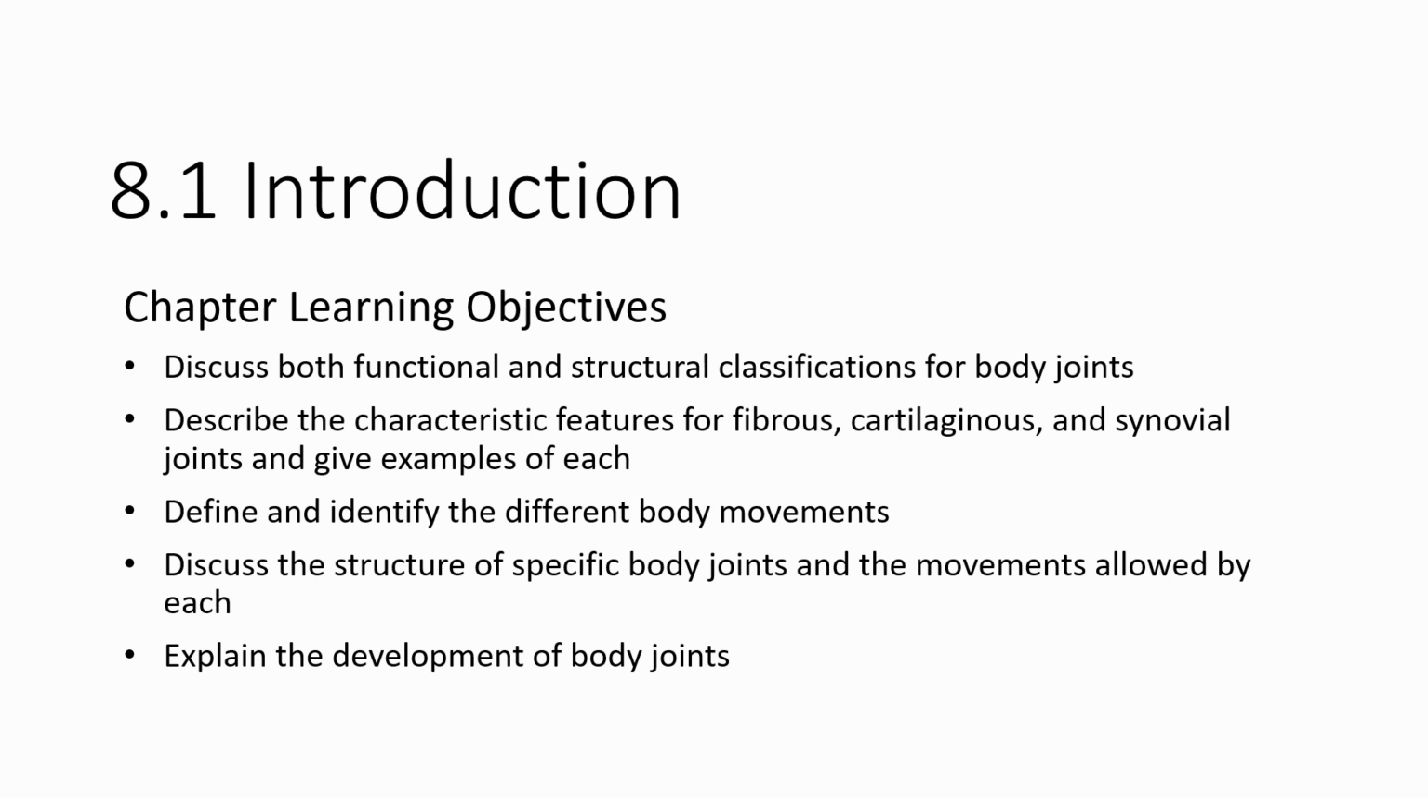So what are we going to get into with this chapter? We're going to talk about some of the functional and structural classifications of body joints. We're also going to talk about characteristics found in different categories of joints like fibrous, cartilaginous, and synovial joints. Talk about some examples, talk about body movements, and then also get into some specific body joints and the movements that are allowed by each, and then a little tiny bit of development of body joints.